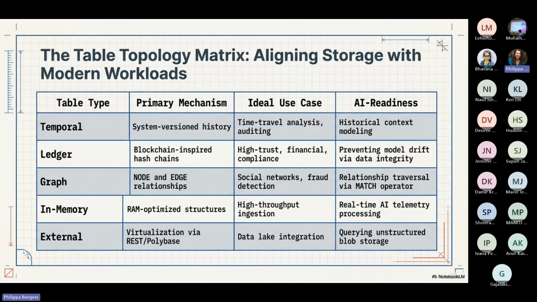So in-memory, you just need it right there. It's hot data that you're working with, whereas external is better for virtualization via REST or PolyBase, and the ideal use case is data lake ingestion, and the AI readiness is querying unstructured blob storage. So that's the topology of it.